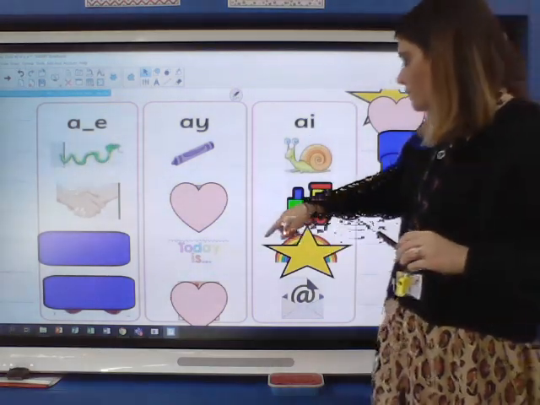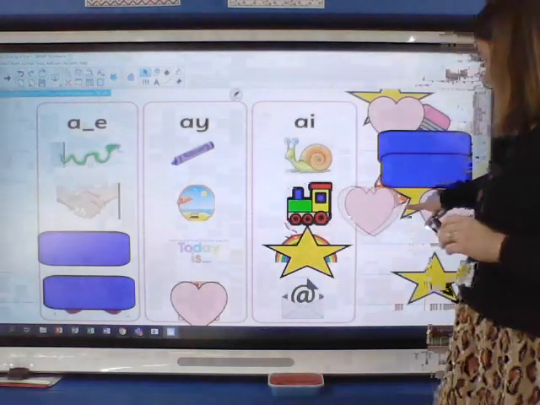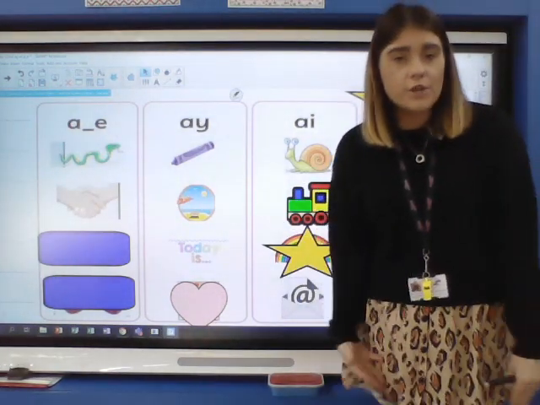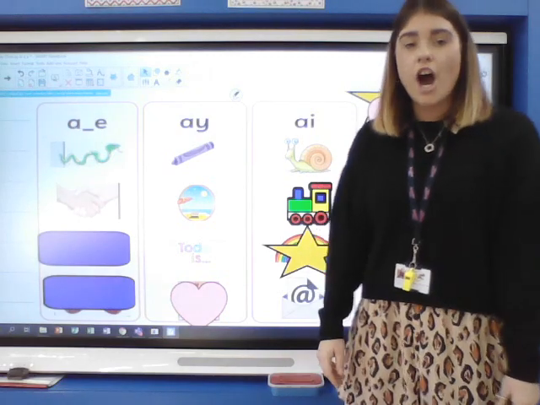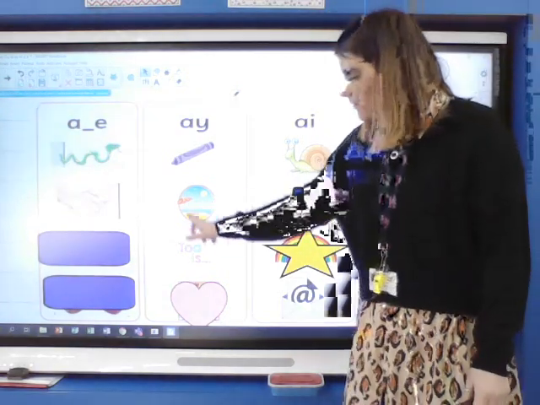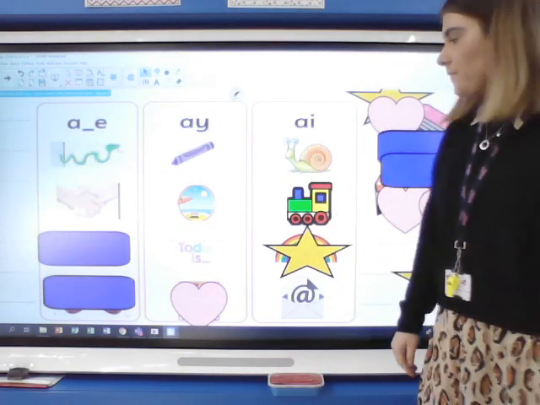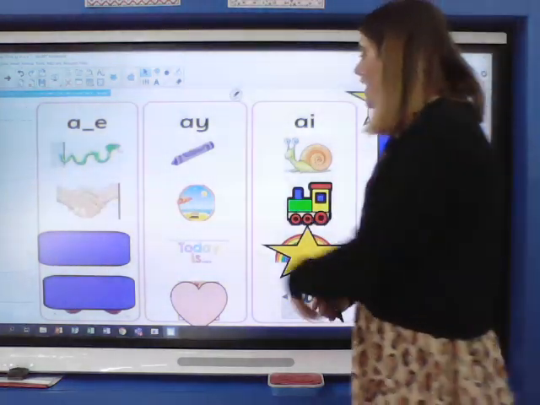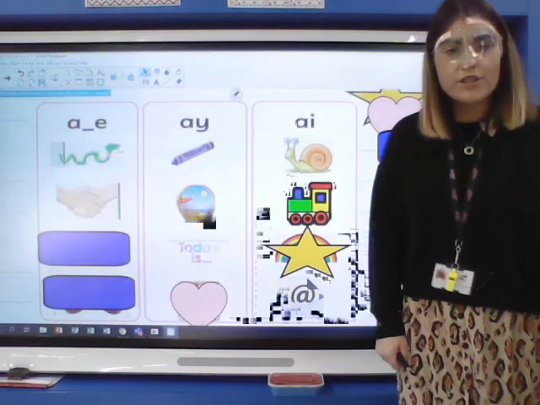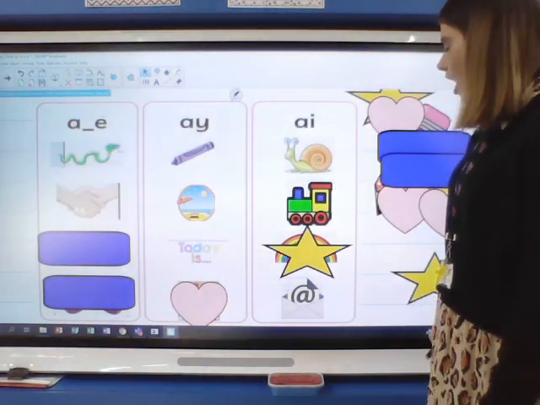Let's go for AY. Oh, how I wish we were on holiday. Holiday. So I've got a picture of a beach here. Mrs. Wood's dreaming she was on the beach. Holiday. So in your AY grapheme column, write the word holiday.